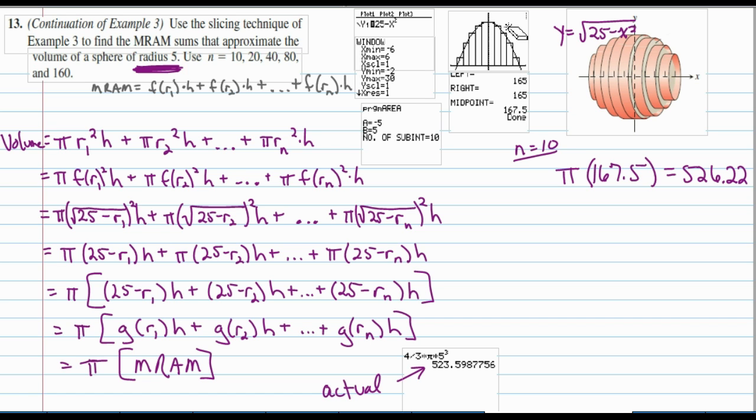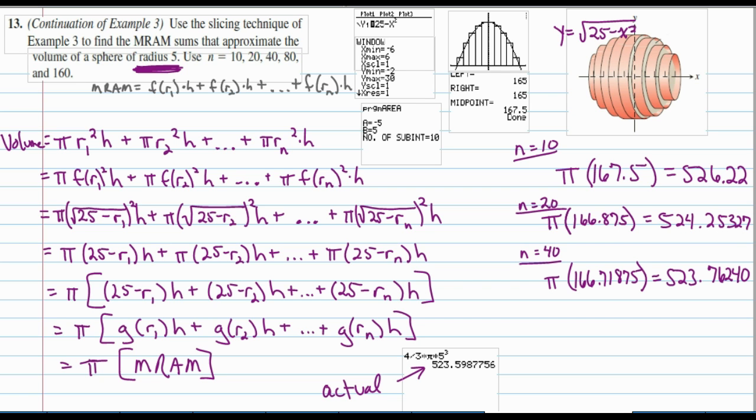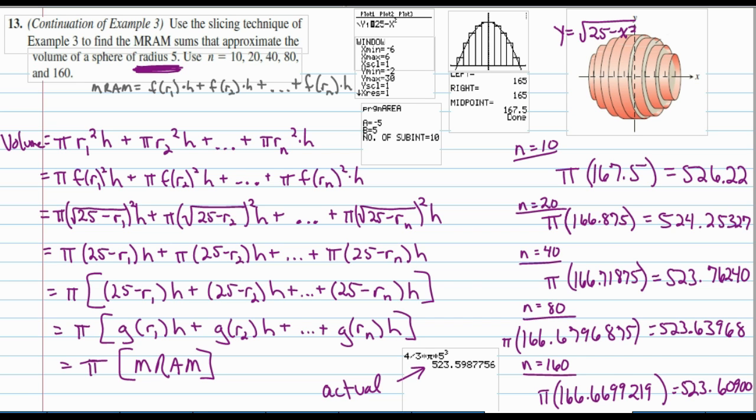So I calculated my MRAM up here with my calculator, and I found that the MRAM was 167.5, so all I did was take pi times 167.5 and I get my estimate, which is pretty close. Same thing, I did it with my calculator, MRAM with 20 cylinders, and that was 166.875, multiplied, got my new estimate, etc. I can do that for 40 cylinders, 80 cylinders, and there's my 160 cylinders.